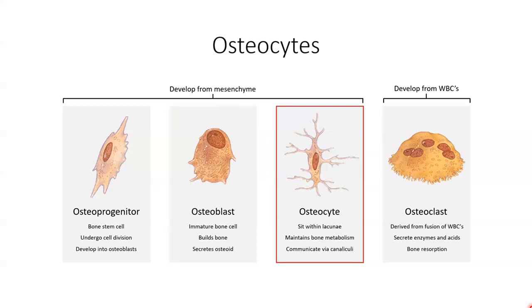So our osteocytes are our mature bone cells, which are found trapped within the extracellular matrix in a structure called a lacuna, which we'll look at shortly. They function to maintain and monitor bone metabolism and the extracellular matrix through activities like the exchange of nutrients and wastes with the blood. Osteocytes, even though they're trapped in a lacuna, can communicate with one another via their long processes, so these little arms here. And those processes extend through little tunnels called canaliculi.